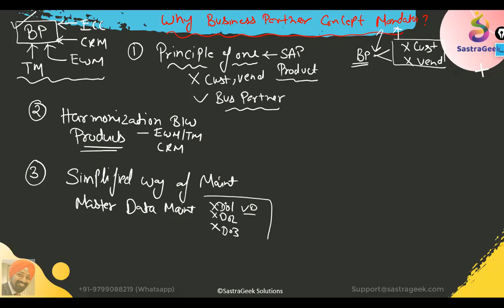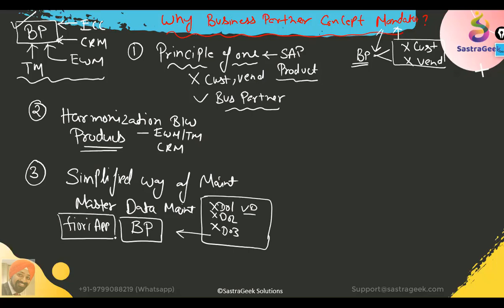So they are saying that all of these old transactions to create customer and vendor would be obsoleted, and now we would be able to do everything with the transaction BP or with the Fiori application. We need not have multiple transaction codes to create, change, display. All of these things, either using a single Fiori application or a BP transaction, we would be able to do. So this approach also simplifies the way of maintenance of master data.